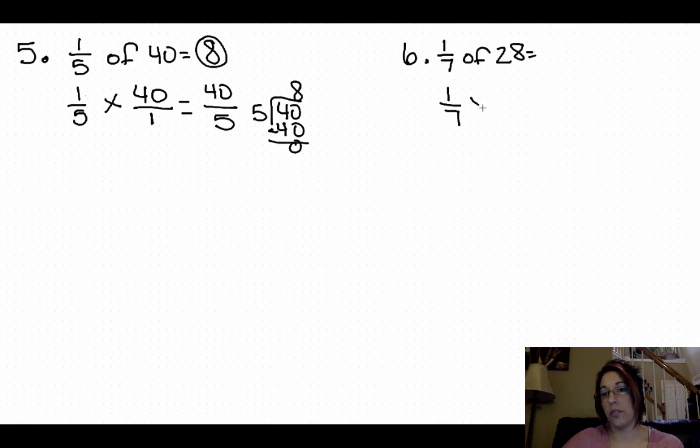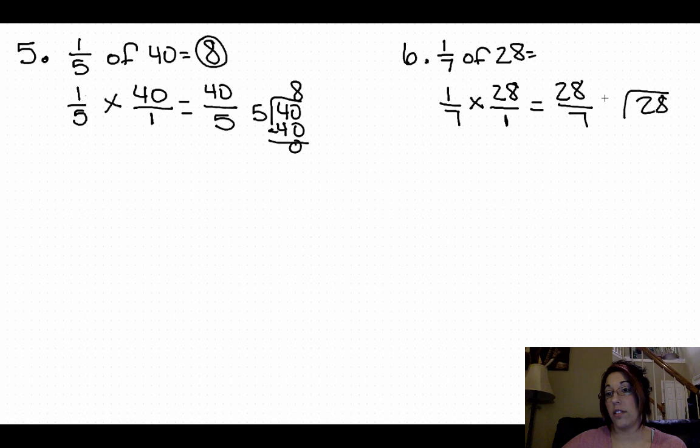1/7 of means multiply. 28, the whole number, becomes the fraction 28 over 1. 1 times 28 is 28. 7 times 1 is 7. 28/7, when we divide, 7 will go into 28 4 times. That means our answer is 4.